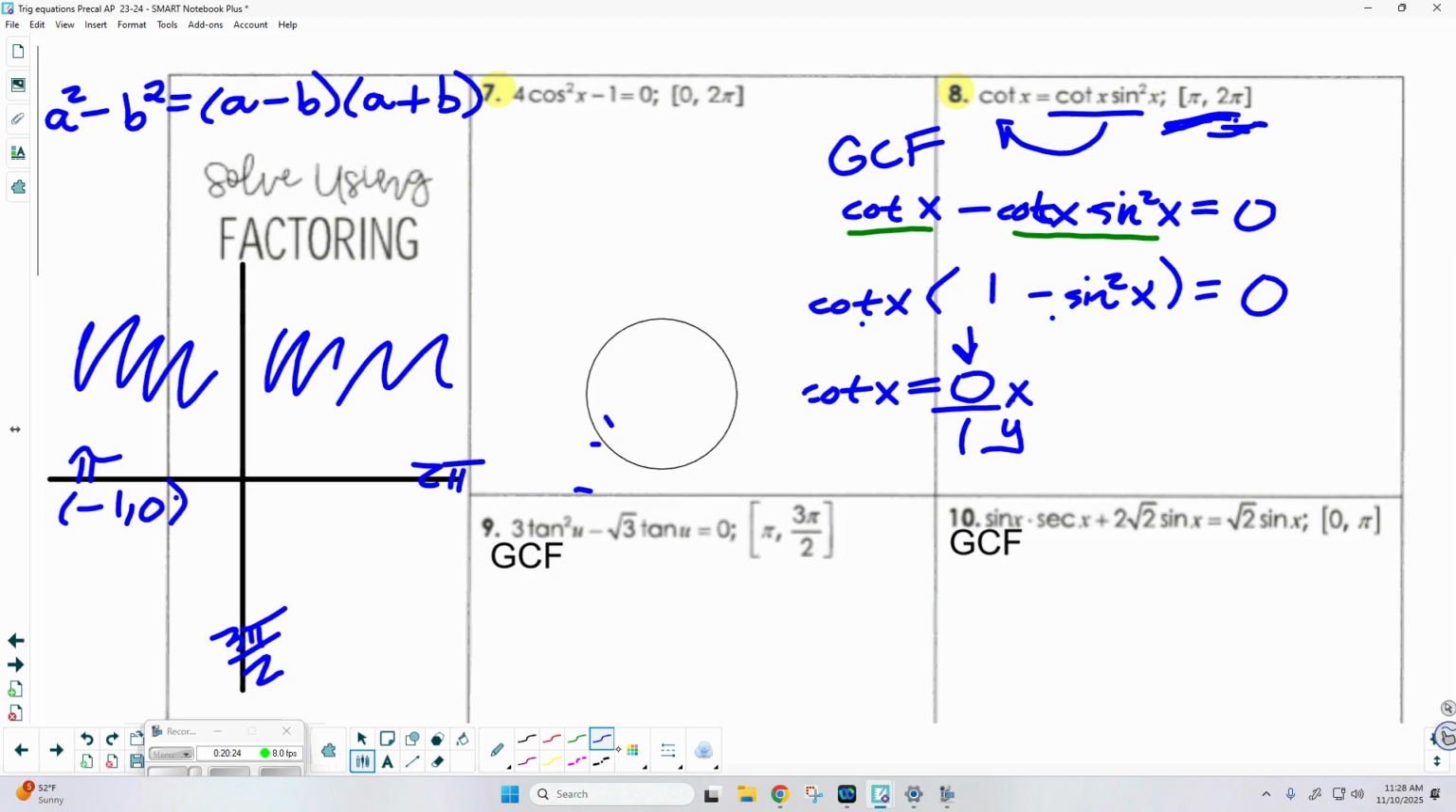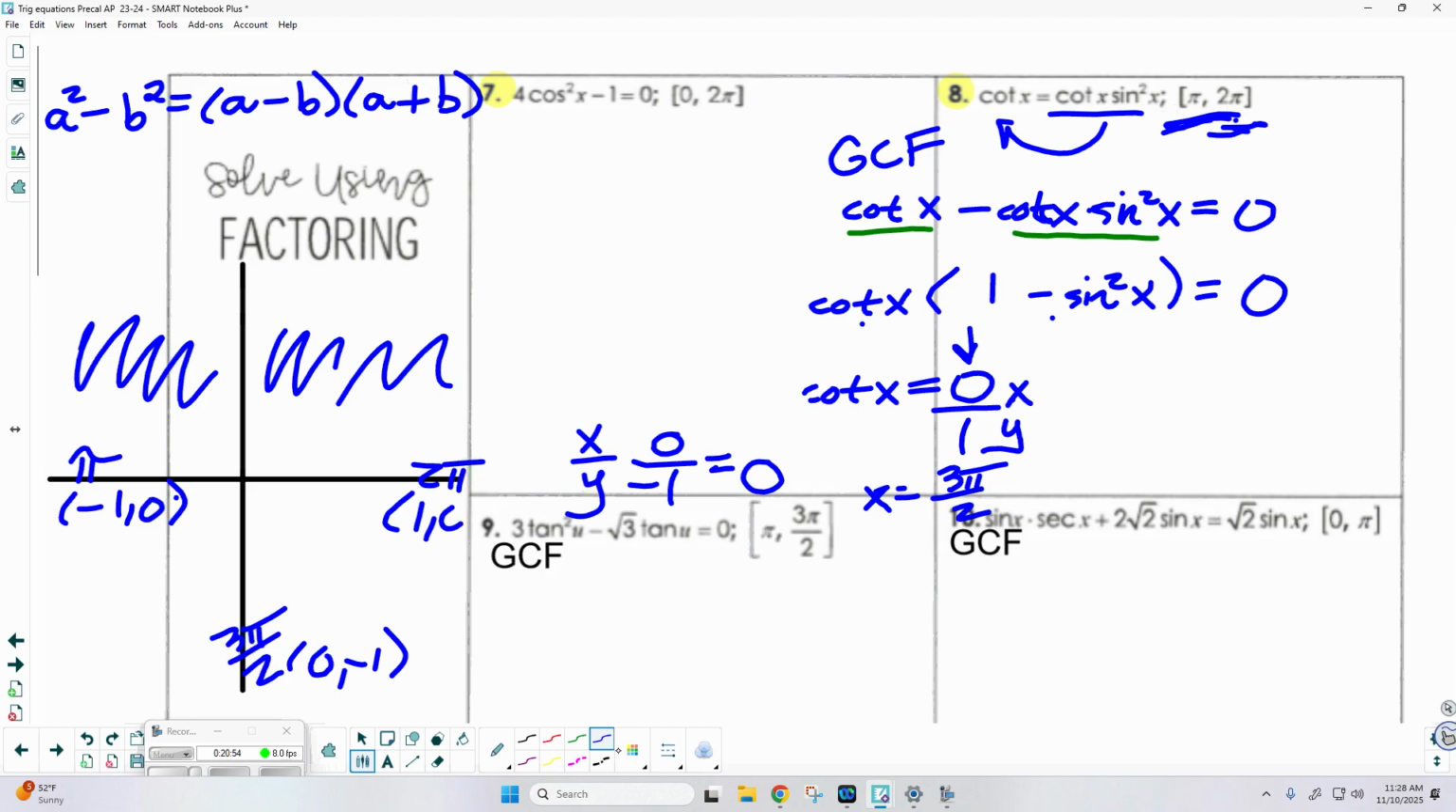Okay, well, let's try 3 pi over 2. The ordered pair at that location is 0, negative 1. So the 0 is x, negative 1 is y. What's 0 divided by negative 1? Oh, 0. And see, that's exactly what we want. So that's a solution. x equals 3 pi over 2. Now, if I take a look at 2 pi, this is at 1, 0. Would x divided by y give me a 0? No. So 2 pi's out. So I only have one solution for that first equation.